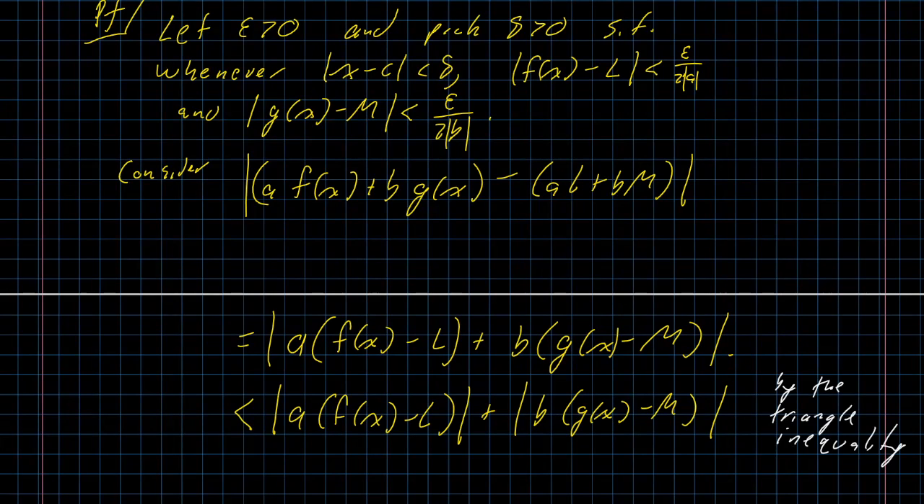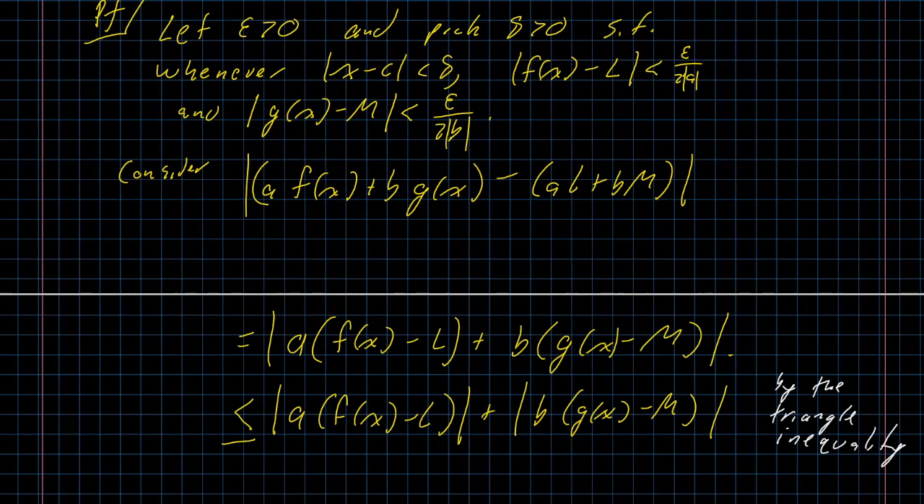Great. And now I'm going to hit the payoff for that triangle inequality that I talked about when we were talking about absolute value. The absolute value of a plus b is always less than or equal to the absolute value of a plus the absolute value of b. And that's what we used here.